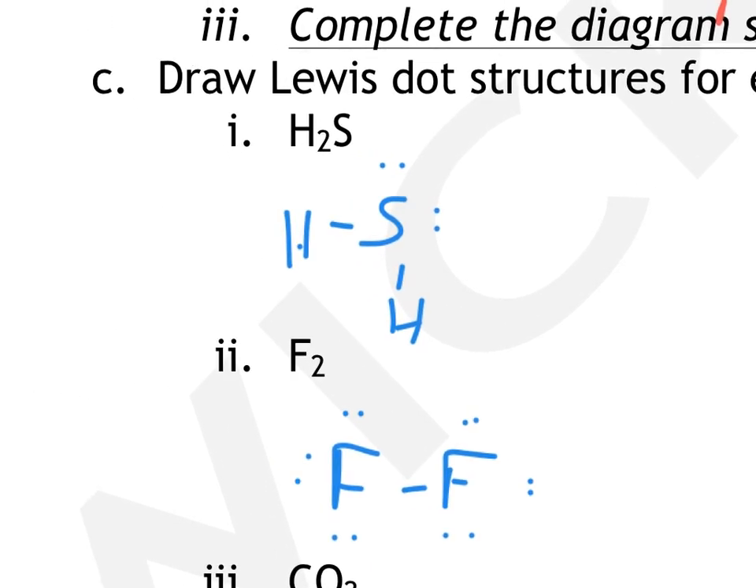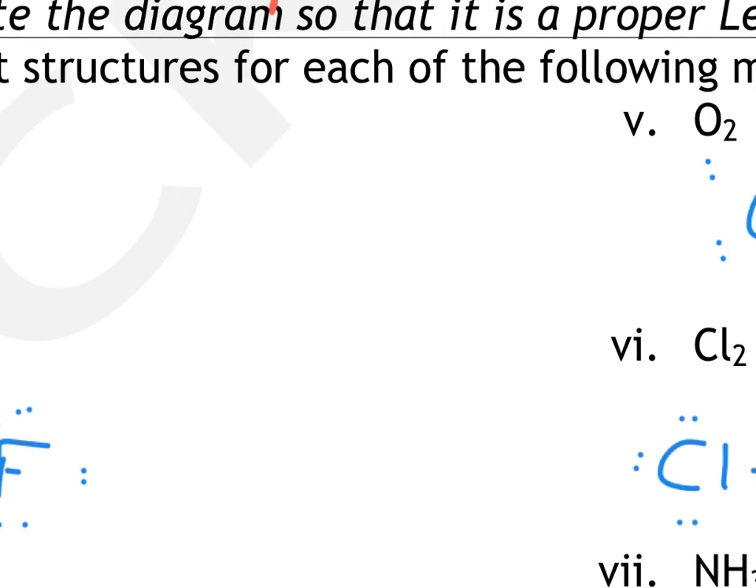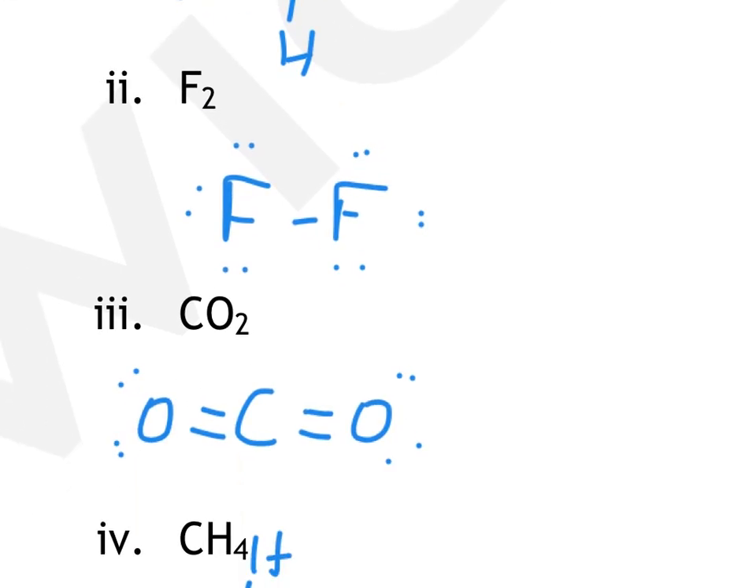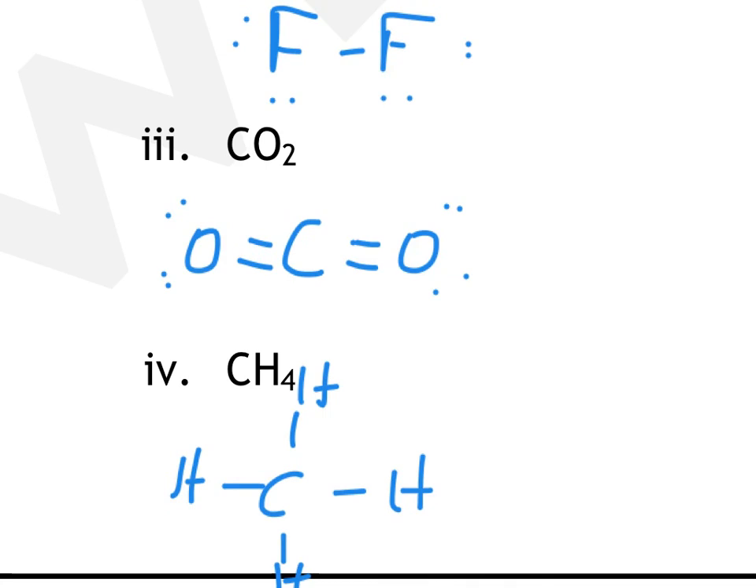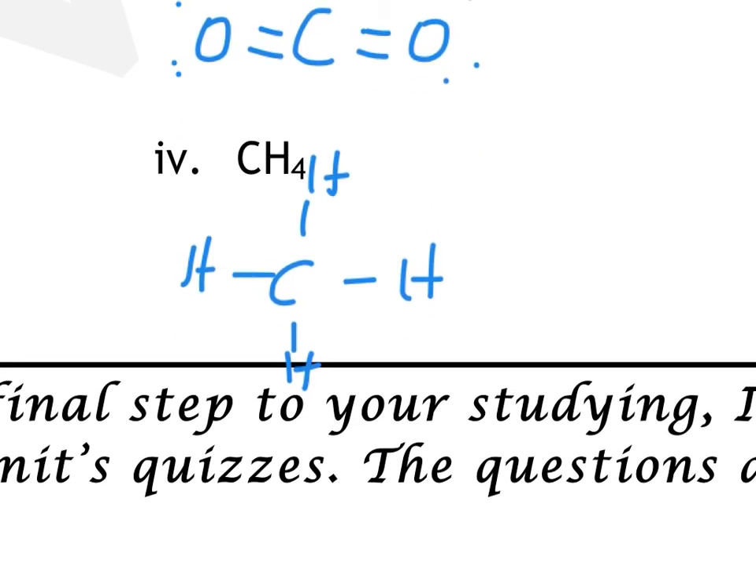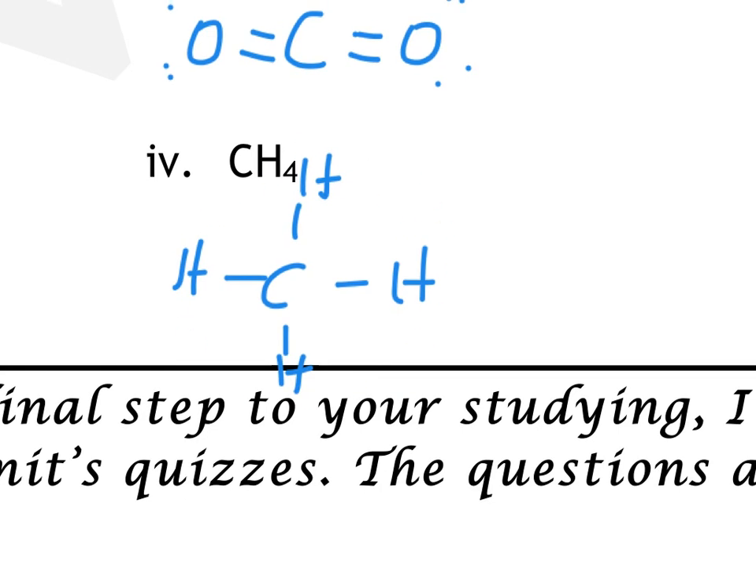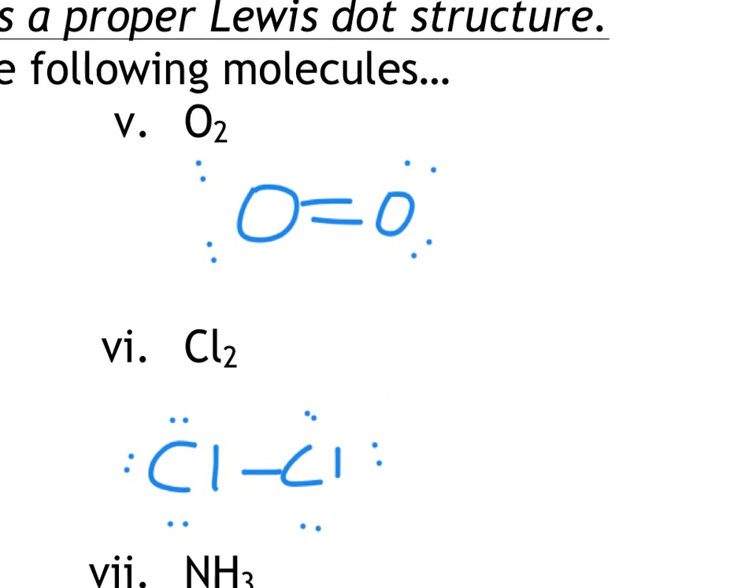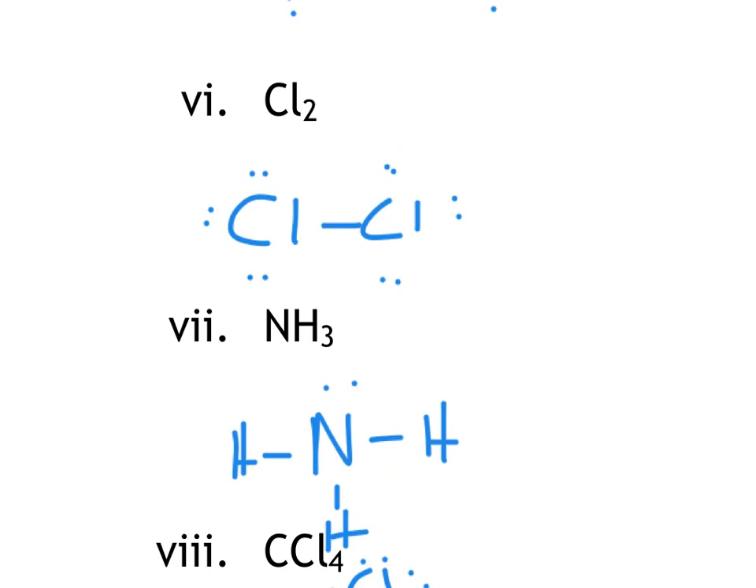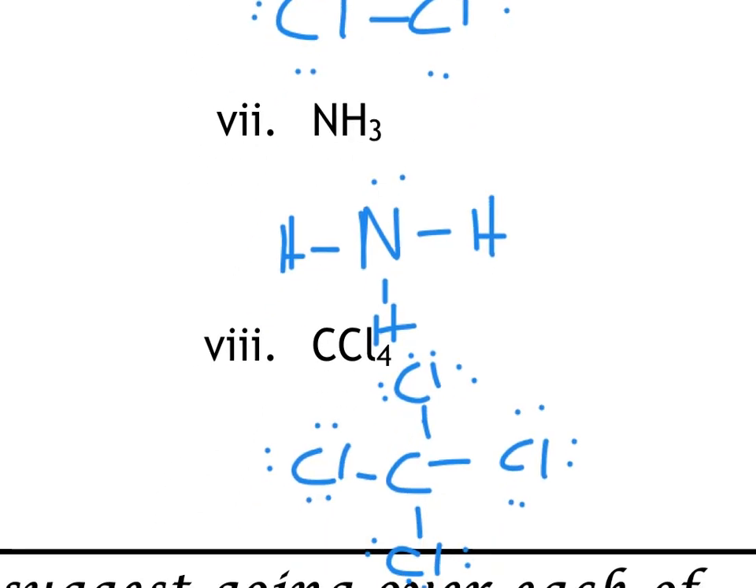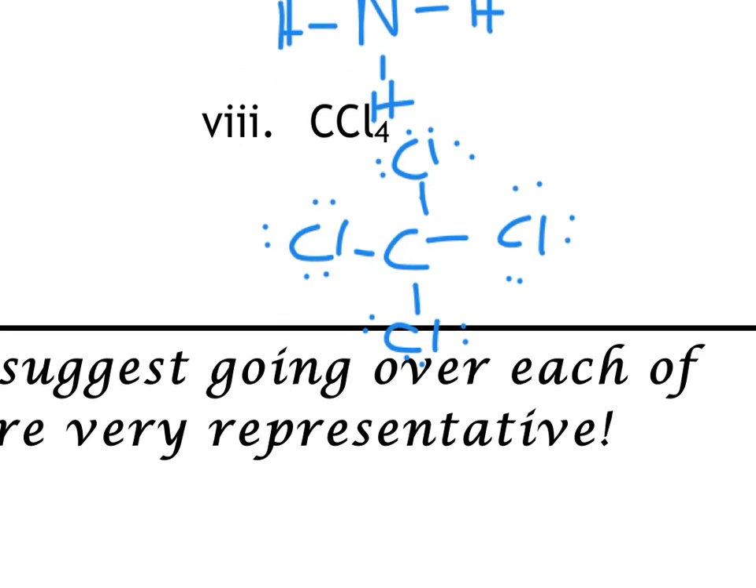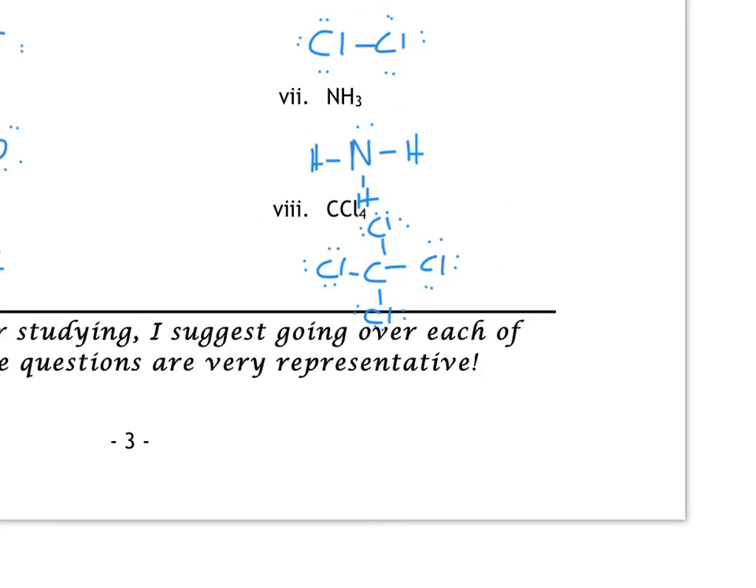This is H2S with 4 non-bonding electrons. I have F2 with a total of 12 non-bonding electrons. CO2 with a total of 8 non-bonding electrons. CH4 is noteworthy because it doesn't have any non-bonding electrons. Every electron is involved in bonding. O2 has a total of 8 non-bonding electrons. Cl2 has a total of 12. Ammonia has only 2 non-bonding electrons. And CCl4 has a total of 24 non-bonding electrons, all of which are important to make the diagram correct.